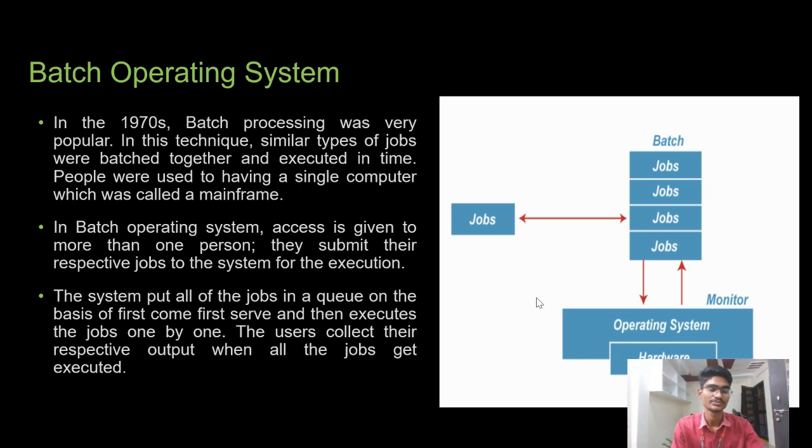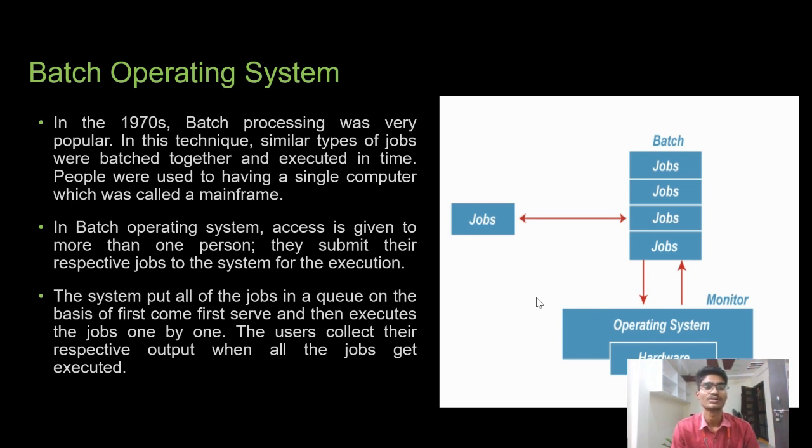Before getting into what batch operating system is, let's see when it started and how it was used. Around the 1970s, batch processing was very popular. At that time, technology was not updated, so we were using batch processing as one of the most popular operating systems. In this technique, similar types of jobs were batched together and executed in time.